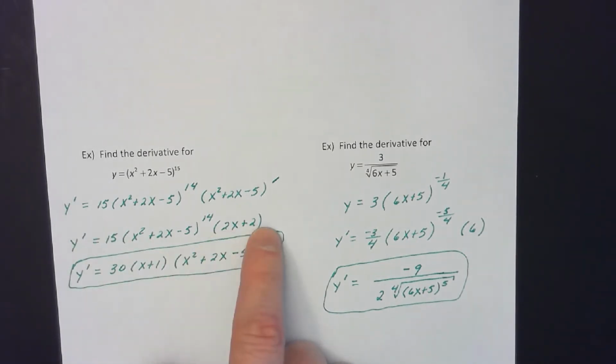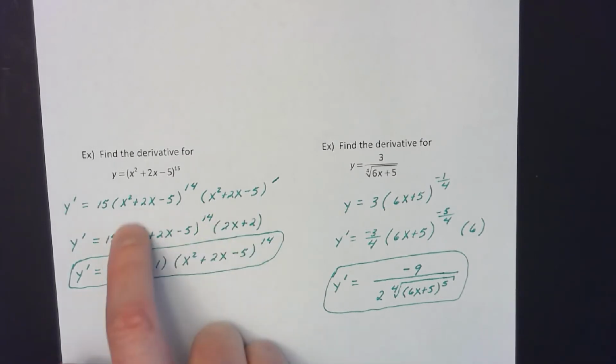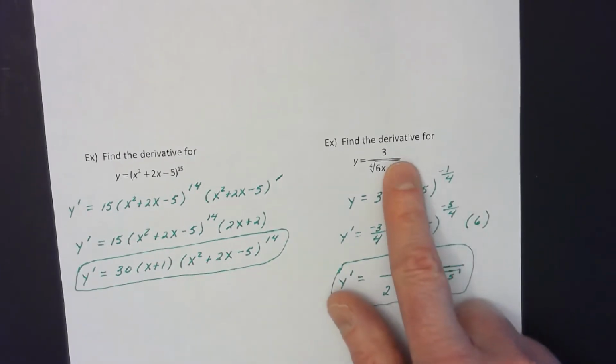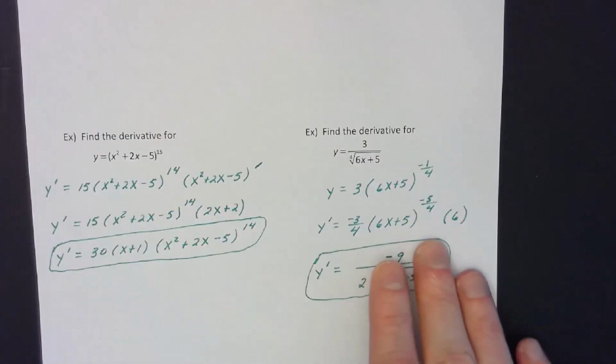I can factor a 2 out of this group. When I do, that's going to make the constant coefficient out in front 30. And then I'll have times the group x plus 1 times this group to the 14th power. Pretty nice. Now, what if we had a problem where you have a root in the denominator?